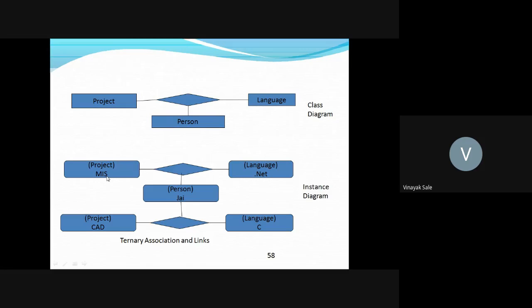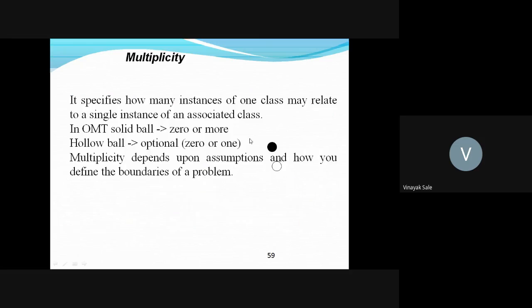Not like this, MIS handled by project Zai with C language. It is like MIS, Zai and .net, and CAD, Zai and C. This is ternary association and link. Then multiplicity. We have studied one-to-one association, many-to-many association, and ternary association. But there is also multiplicity. It specifies how many instances, that is objects, of one class may relate to a single instance of an associated class.